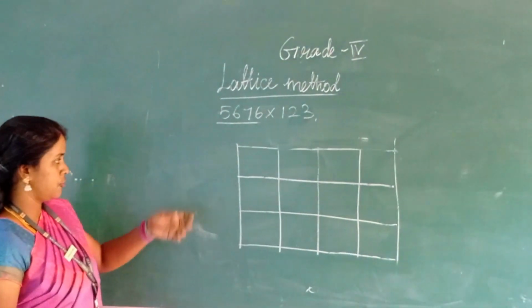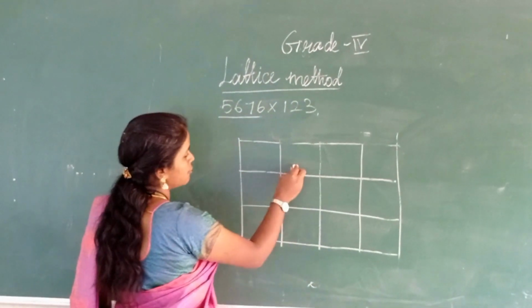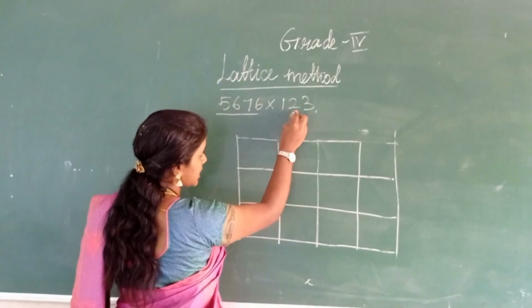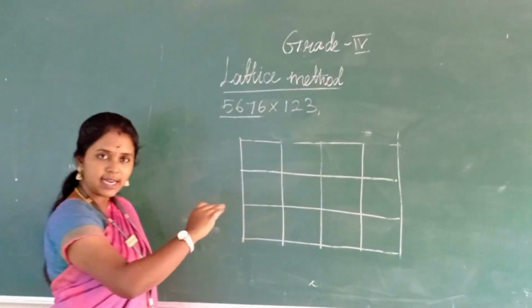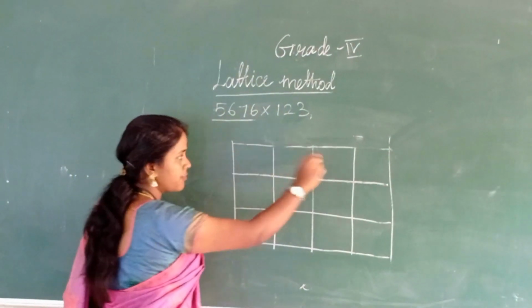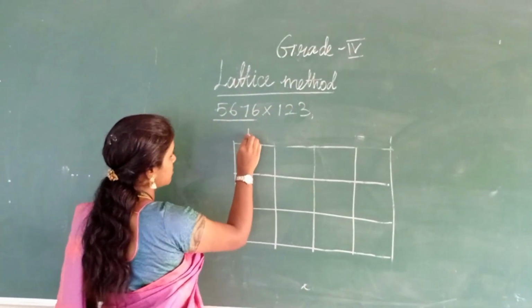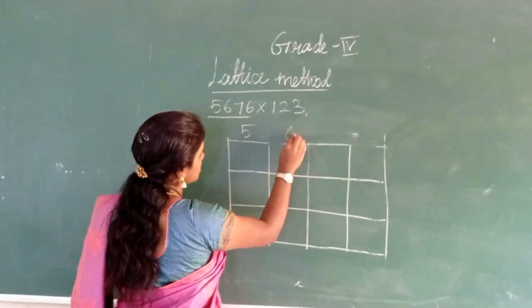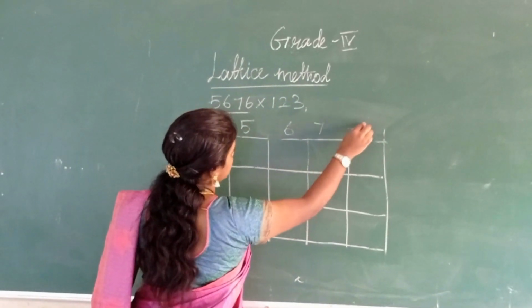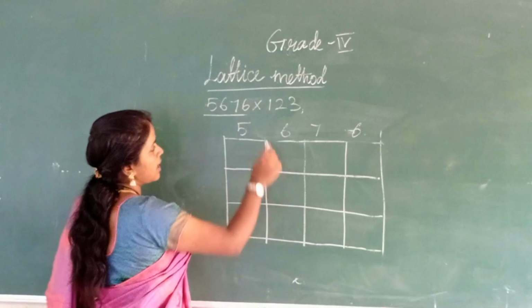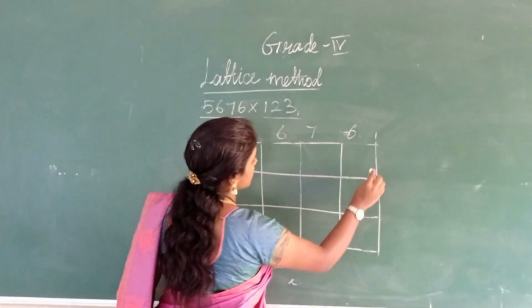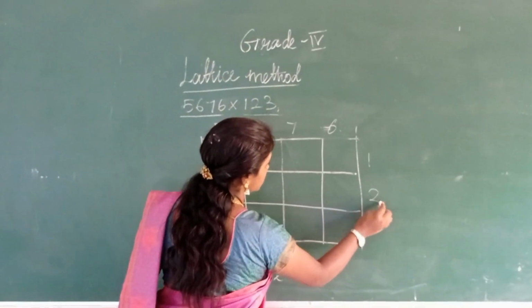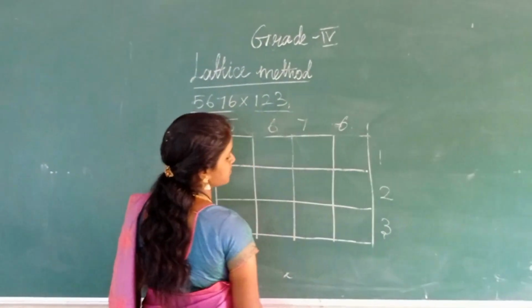Since it is a 4-digit number, I have drawn 4 columns, and since the multiplier is a 3-digit number, I have drawn 3 rows. We'll write the numbers first. On top of the columns you have to mention the numbers: that is 5 thousands, 6 hundreds, 7 tens, 6 ones. And the multiplier you can write on the side: that is 1 hundred, 2 tens, 3 ones.